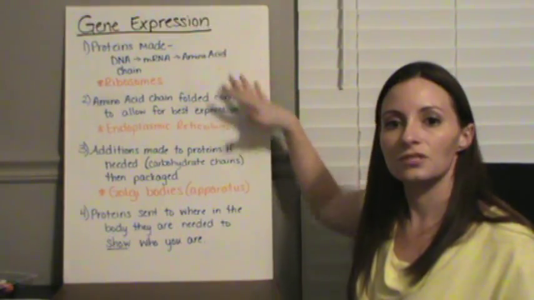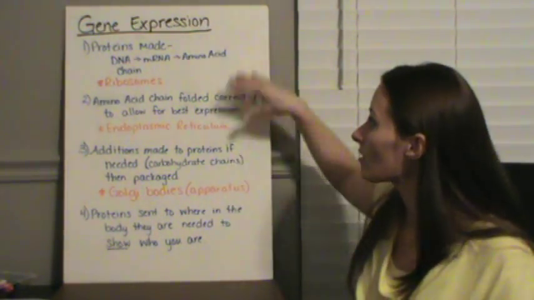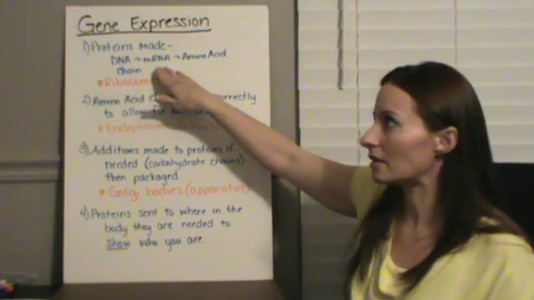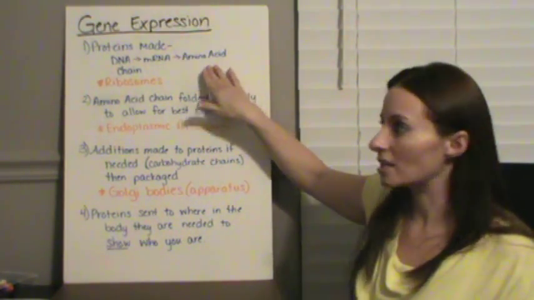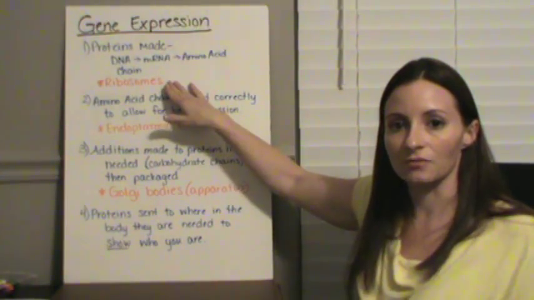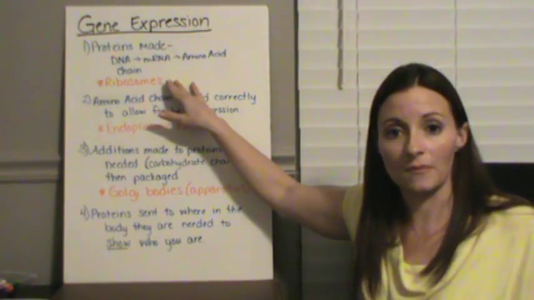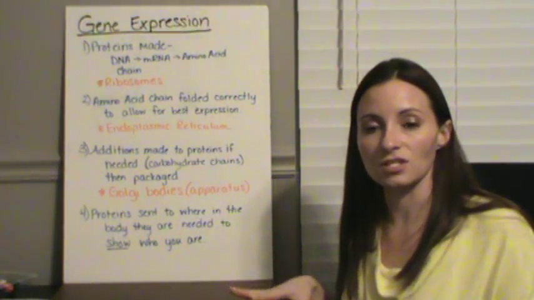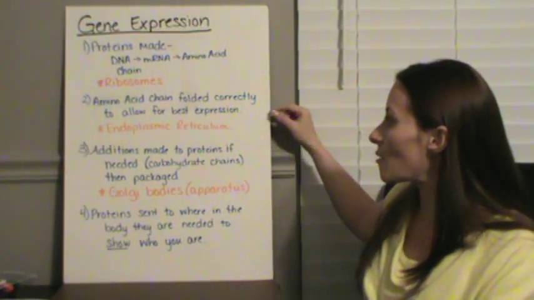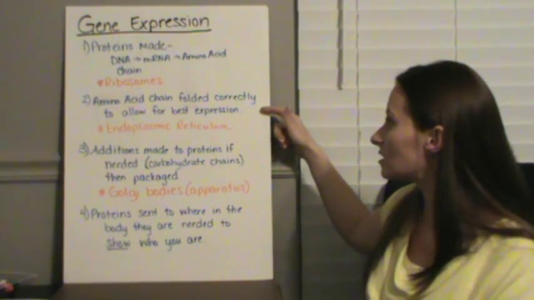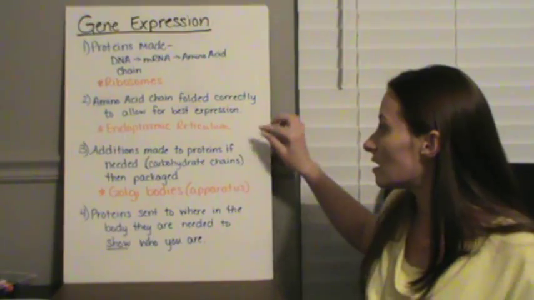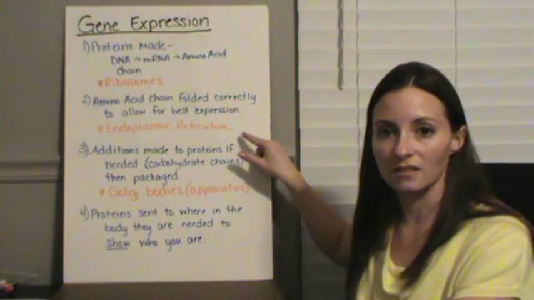Going through gene expression, first of all, we have our proteins made. It's the DNA turned into mRNA, turned into an amino acid chain, which happens for the most part in the ribosomes. The ribosomes are the structure that makes the protein. If you remember back to our section on cells, you'll remember that the amino acids get folded correctly to allow for the best expression of the proteins inside the endoplasmic reticulum.